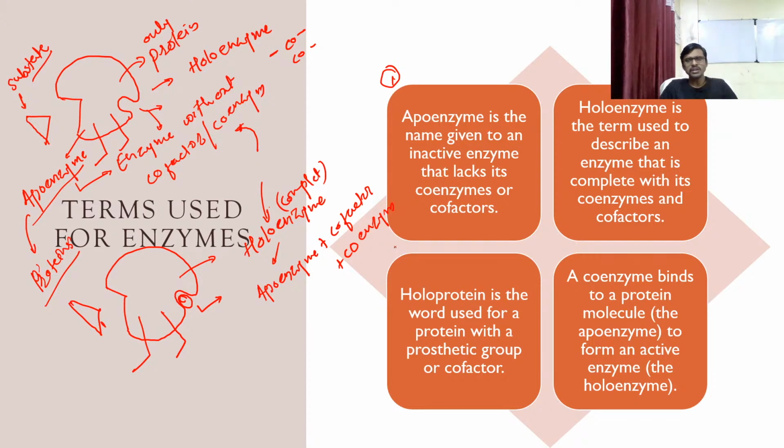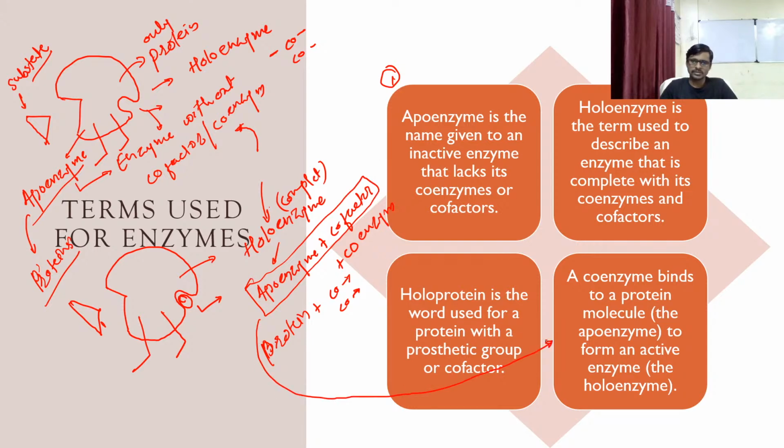So what is a holoprotein? It is the term used for a protein with a prosthetic group or cofactors. For example, protein plus coenzyme or cofactor, you can say holoprotein. When a coenzyme binds to a protein molecule, the apoenzyme, it forms an active enzyme, that is a holoenzyme. That means holoenzyme is apoenzyme plus cofactor, which is what we wrote here. I write this equation in this bracket. This is how holoenzyme and apoenzyme are used for a single enzyme.